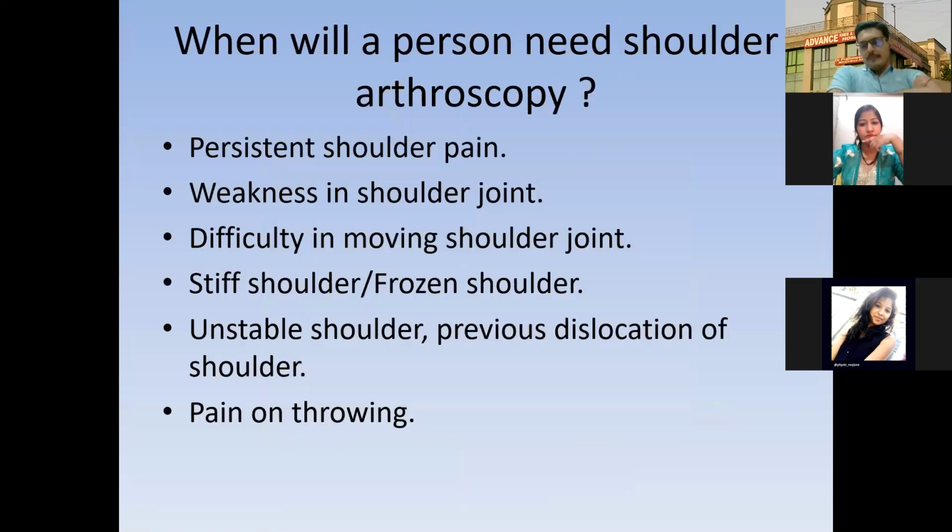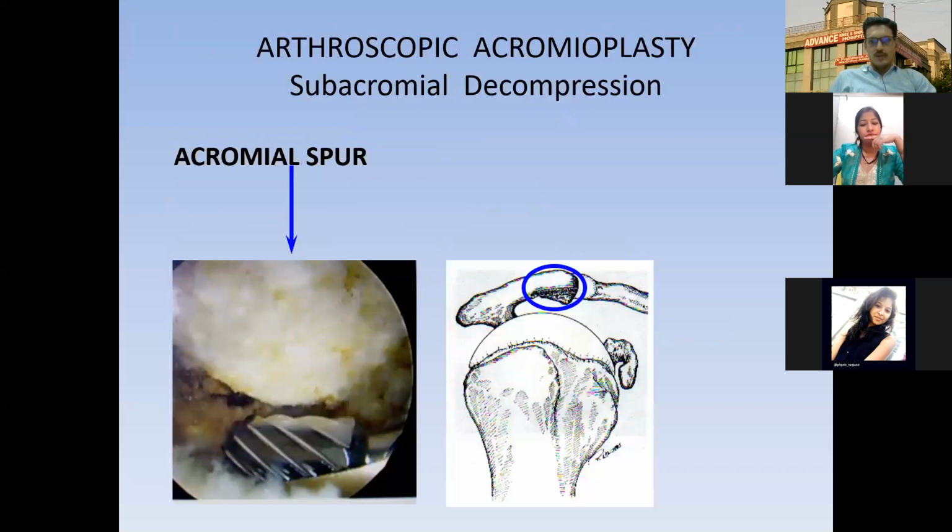So when will a patient need an arthroscopy? If the patient has persistent pain in the shoulder, weakness in the shoulder, as I told you, if it is not responding to conservative measures, if the shoulder is very stiff and frozen, the shoulder is unstable, and if he has pain in throwing, in all these conditions, you may need a shoulder arthroscopy.